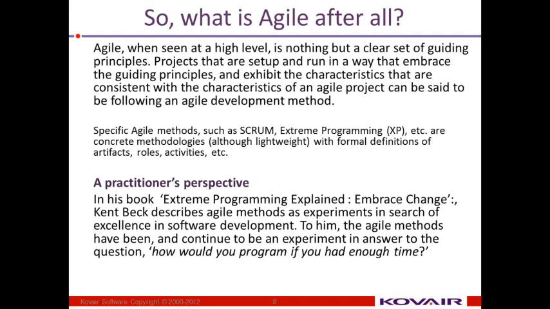So, having gone through all of this, what is Agile after all? Agile, when seen at a high level, is nothing but a clear set of guiding principles. You set up a project and run it in a way that embraces the guiding principles. And as long as the project exhibits characteristics that are consistent with those of an Agile project, you can rest assured that your project is indeed Agile.